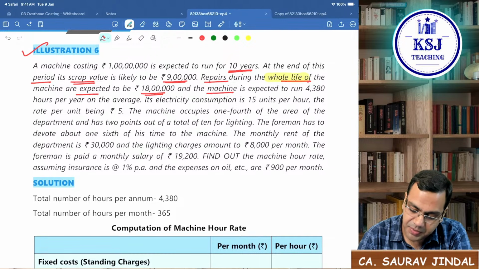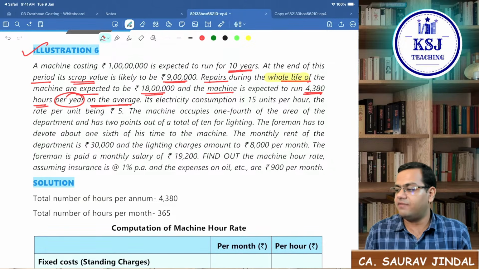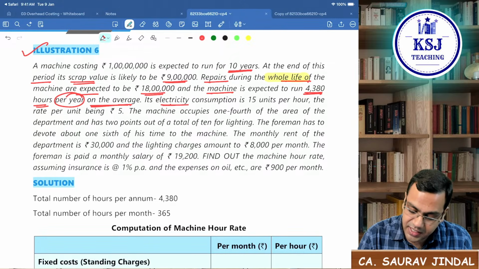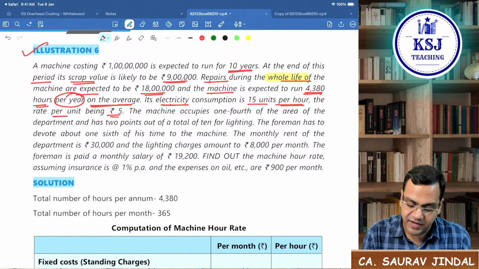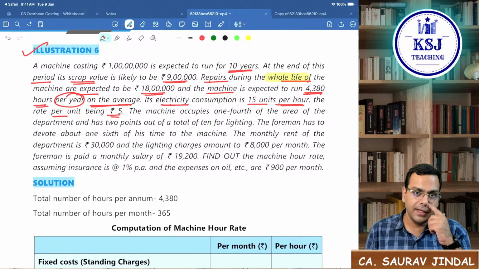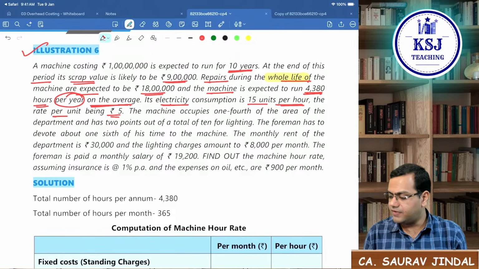And the machine is expected to run for 4380 hours per year on the average. So on an average in 1 year, the machine is expected to run for 4380 hours. Its electricity consumption is 15 units per hour. The rate per unit being 5 rupees. So from here we can calculate the electricity cost per hour, right? In 1 hour it is consuming 15 units. So per hour it will be 15 into 5.